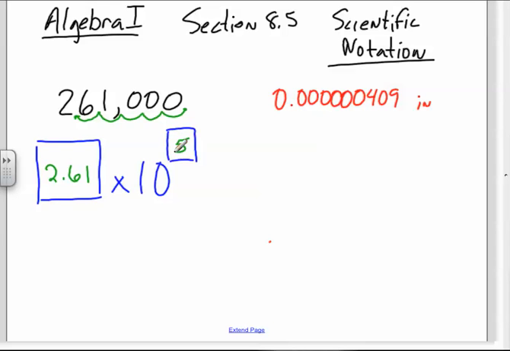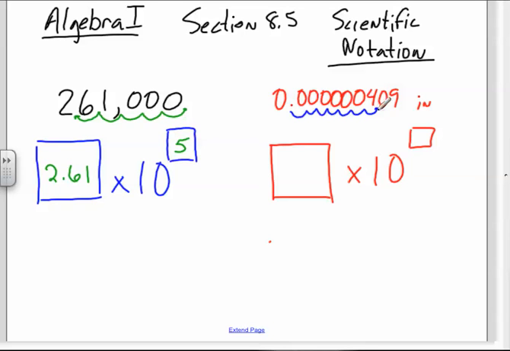Okay? Now we do the same thing to the other side. I'll write my box. Okay? Times 10 to some power. Okay? But now I'm making this number bigger. Right? I have to make it between 1 and 10. So 1, 2, 3, 4, 5, 6, 7. All right? So it's 4.09.